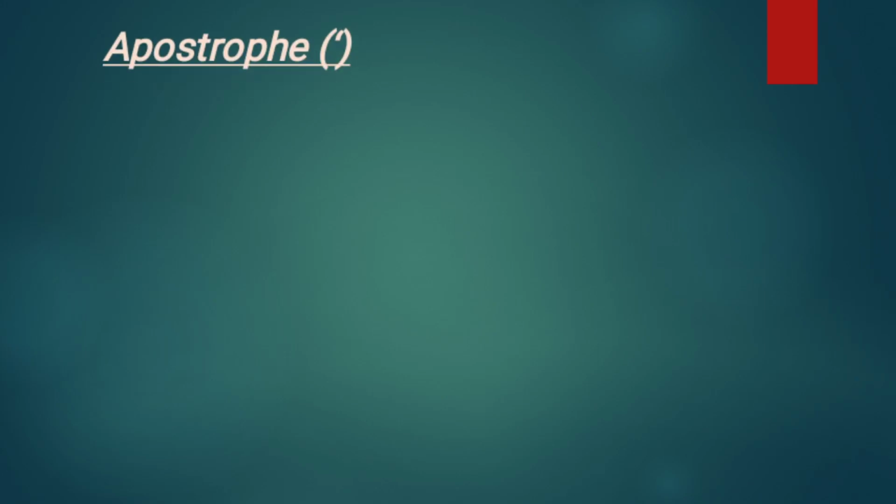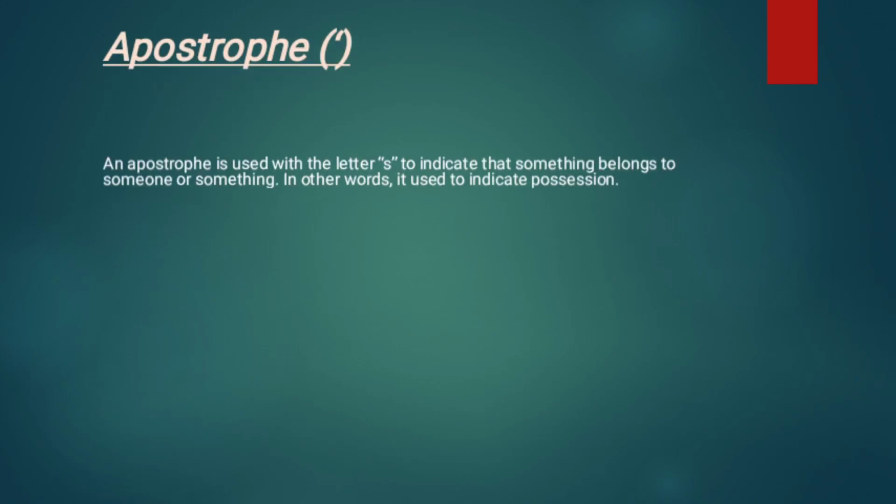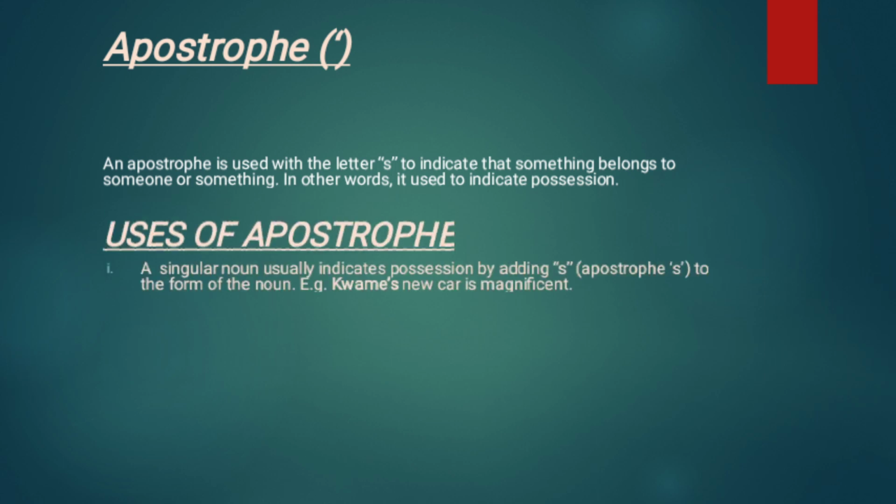Okay, now let's go to apostrophe. We said that an apostrophe is used with the letter S to indicate that something belongs to someone or something. In other words, it is used to indicate possession. Let's look at the uses of apostrophe.